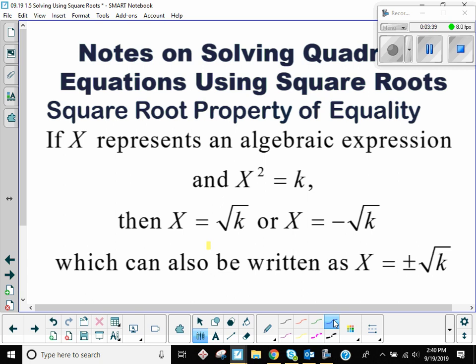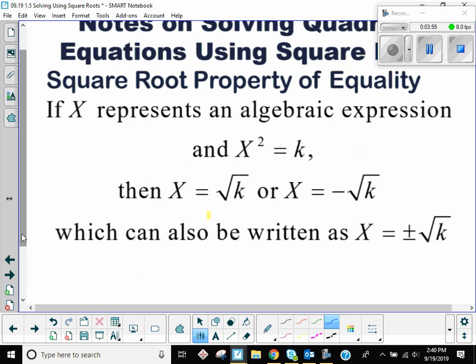So all these like math symbols right here are telling you this. This capital X can represent a variable, or it can represent an expression, like x plus 4 is an expression, for example. If you have something squared equal to a constant, then the solution is the positive square root of that constant. We call that actually the principal square root. It means the main one. It's either the principal square root or the opposite of the principal square root, right? We're used to calling that plus or minus, whatever your answer is.